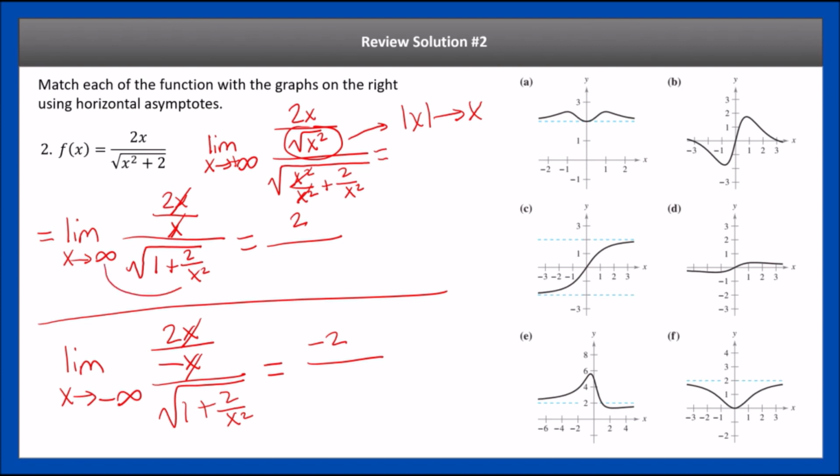If I plug in infinity into this, this goes to 0. So now we have square root of 1, which is just 1. So we got 2 over 1. This is going to be the same thing, negative 2 over 1, but negative 2. So you can see that the horizontal asymptote on the right side is 2, and on the left side is negative 2. So which one has that? Well, this one is 2, this one's negative 2 for the asymptotes. So it makes sense that it'll be something like that. There's nothing else with 2 different horizontal asymptotes like that. So this has to match up with C.